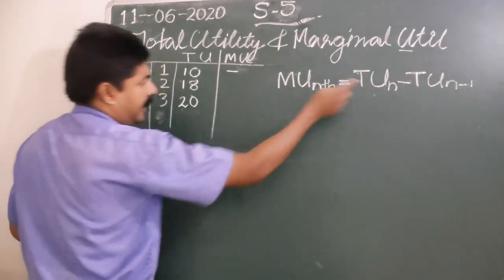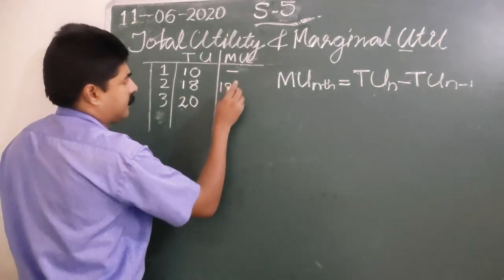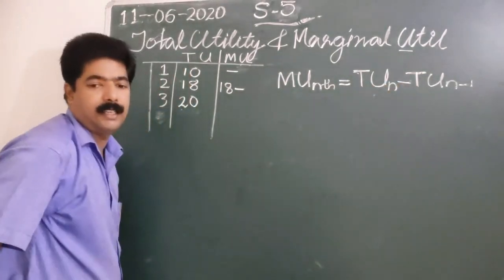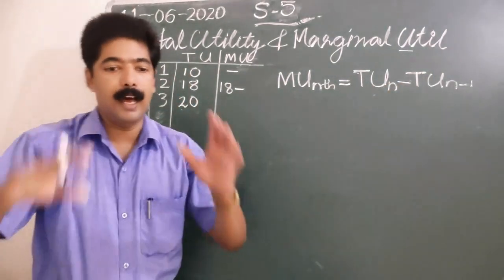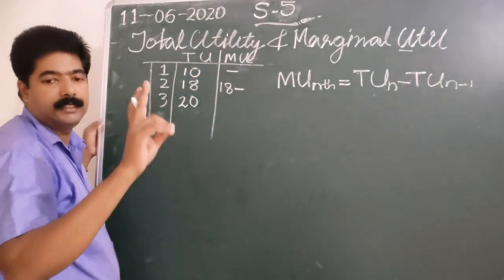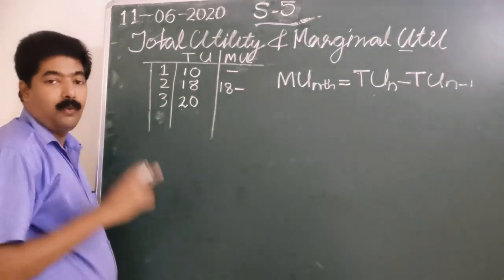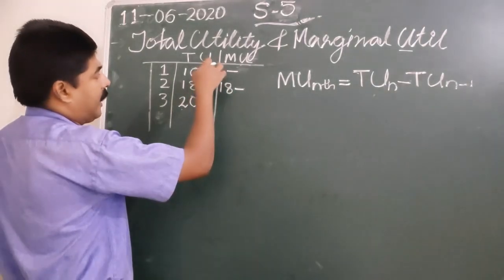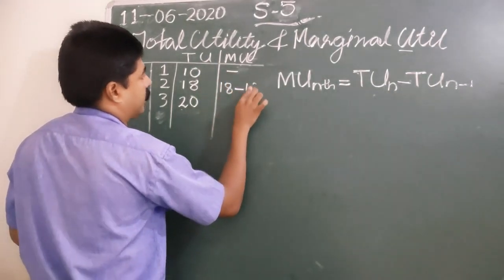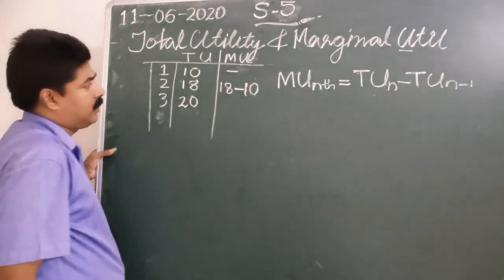Total utility of the nth commodity is 18. Minus the last utility, n minus 1. What is n minus 1? I told you, the last mango consumed is the nth term, and that mango is the one before last. So 18 minus 10. What is the answer?